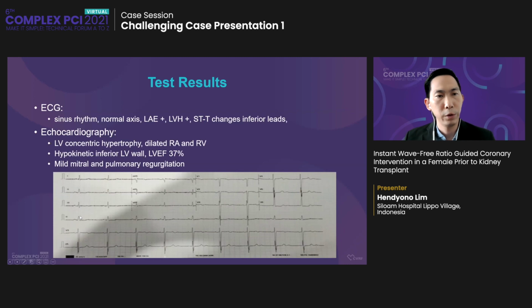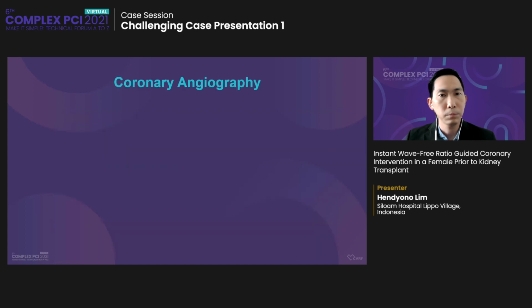From echocardiography, we found there's left ventricle concentric hypertrophy with dilated right atrium and also dilated right ventricle. Also, there's hypokinesis in the left ventricle inferior wall with reduced ejection fraction around 37%, and also mild regurgitation in the mitral and pulmonary valve. Due to her symptoms, we considered performing coronary angiography in this patient.